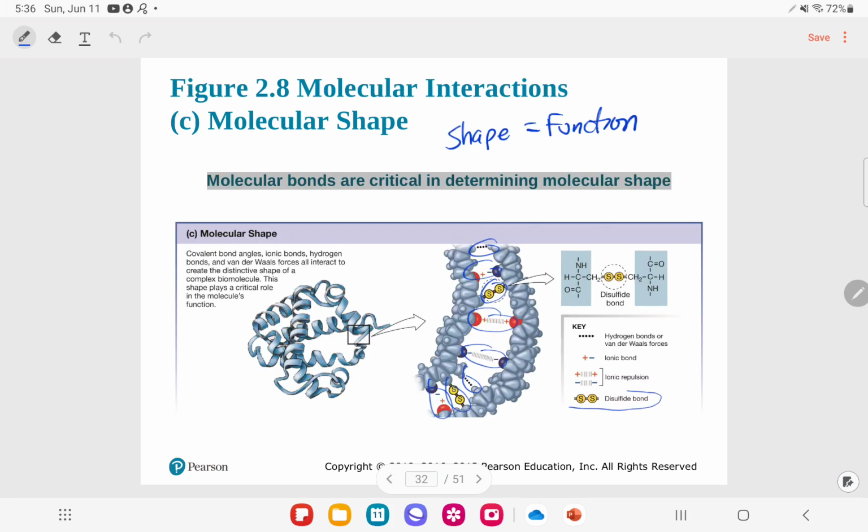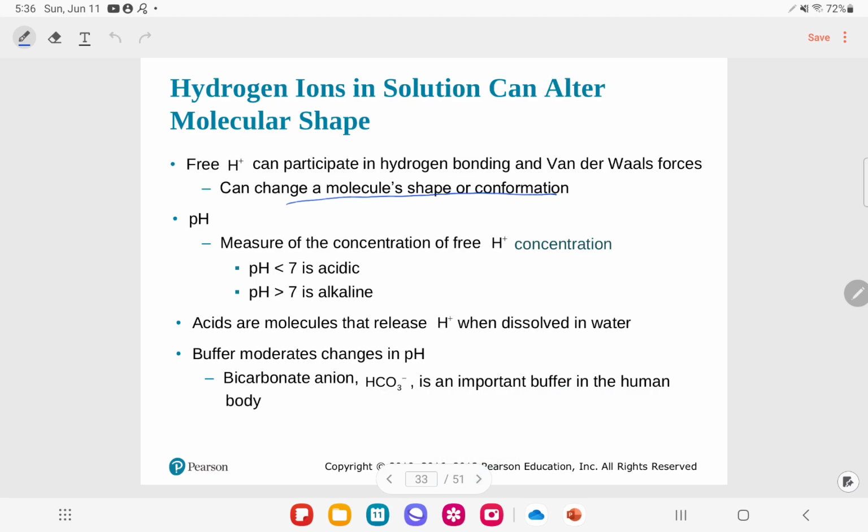Looking at this legend right here, we have the disulfide bonds between these sulfur atoms, and we have ionic repulsion. Those lines right there represent repulsion. And the hydrogen bonds are the dots. Those hydrogen bonds will interact and help to form that molecular shape. But again, those free hydrogens can participate in the hydrogen bonds and alter the shape of those molecules.